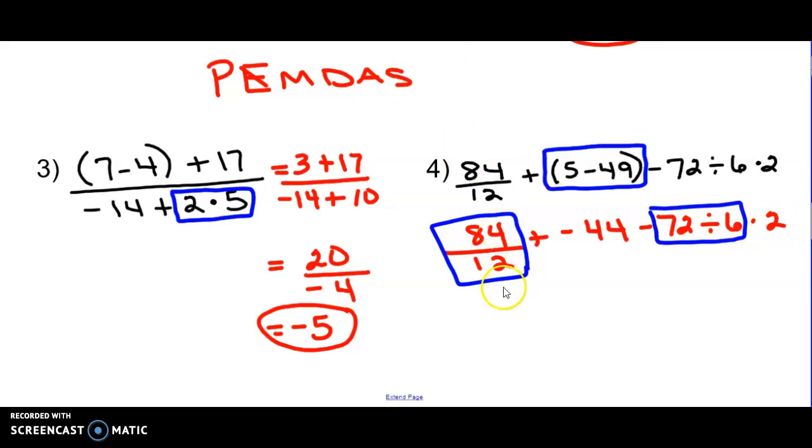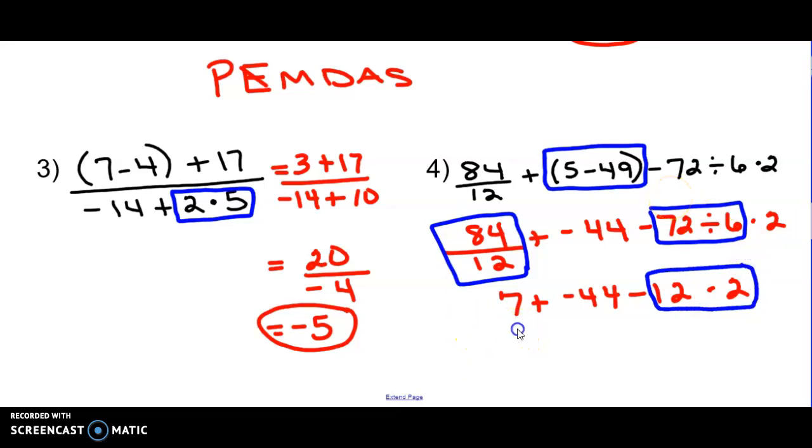So let's go ahead and break it down. 84 divided by 12 is 7 plus negative 44. I'm just rewriting this. Minus, and then let's see what 72 divided by 6 equals. It equals 12 times 2. All right, so we do still have multiplication here. So let's go ahead and simplify that.